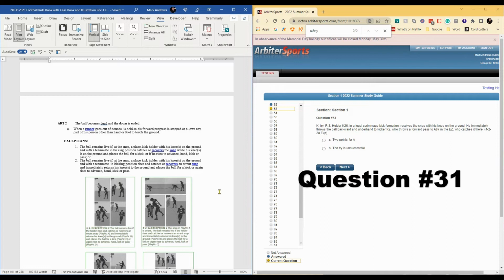And as I say, I think in college this is legal. So we have officials get confused on this. So you just remember, he cannot pass or backward pass the ball from his knees. Okay? All right, moving on. So the answer is B. The try is unsuccessful.